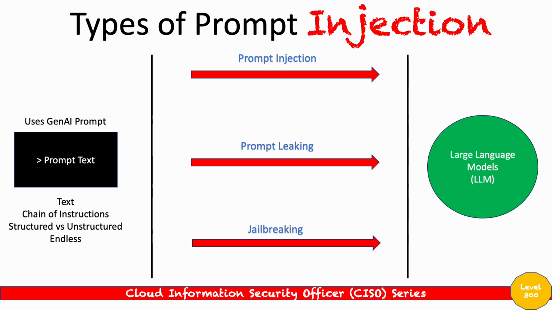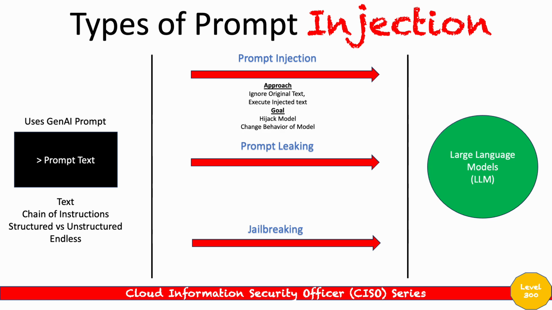In the middle, we have presented the different types of prompt injection. We've got the prompt injection itself, we've got prompt leaking, and we've got something called jailbreaking. So let's dive deep and look at what each one does.